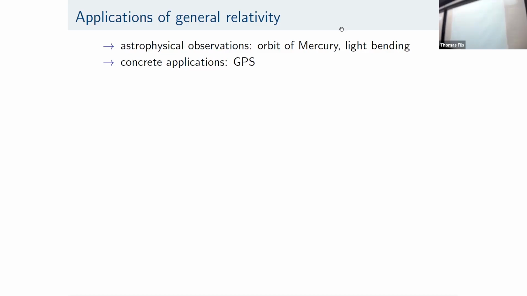But then I always like to give this really concrete application of general relativity, to make myself feel like I study something that is used in the real world. And that's in GPS, global positioning satellites.